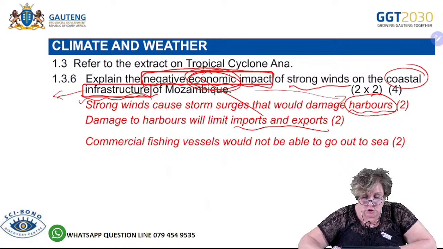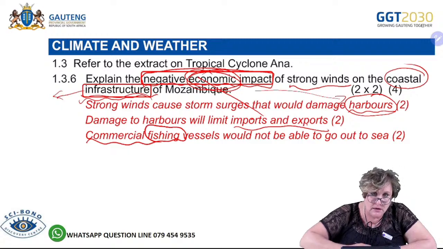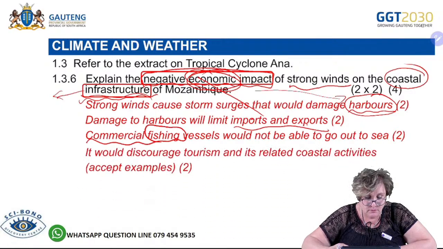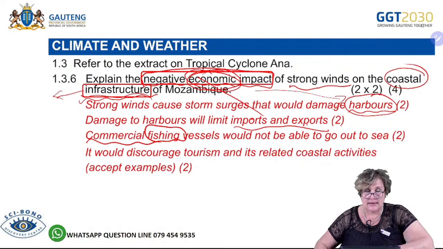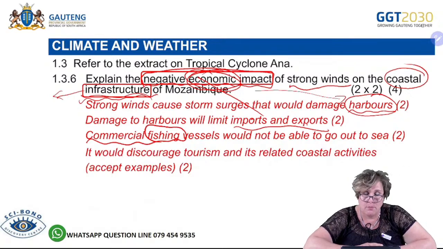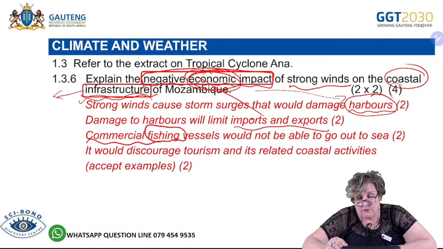Commercial fishing vessels would not be able to go out to the sea. So my fisherman who is catching fish to sell to others cannot go out, so they don't earn an income. It would discourage tourism and its related coastal activities. For example, pleasure boats cannot enter the harbor, or any coastal activities, like tourists fishing from the coastline. All of these activities will be influenced. Very easy, 4 marks here.